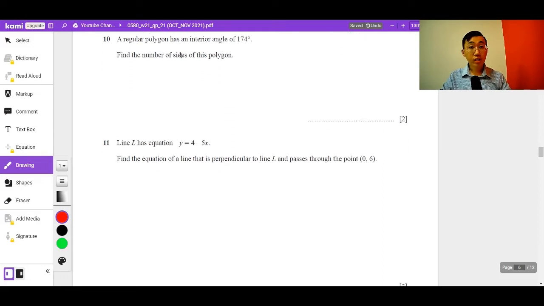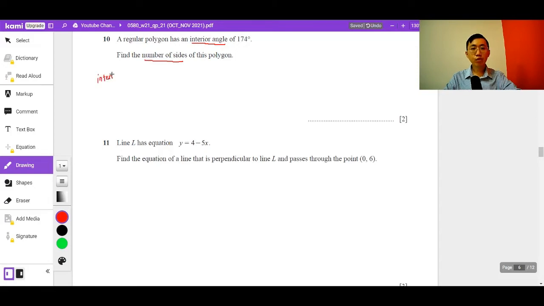A regular polygon has an interior angle of 174 degrees. Find the number of sides of this polygon. Alright, always highlight the keyword. You are supposed to be given the interior angle, so that is a clue. You need to use the interior angle formula, and the real question is to find the number of sides. So the first step in doing geometry is to write the formula. Okay, so let us start.